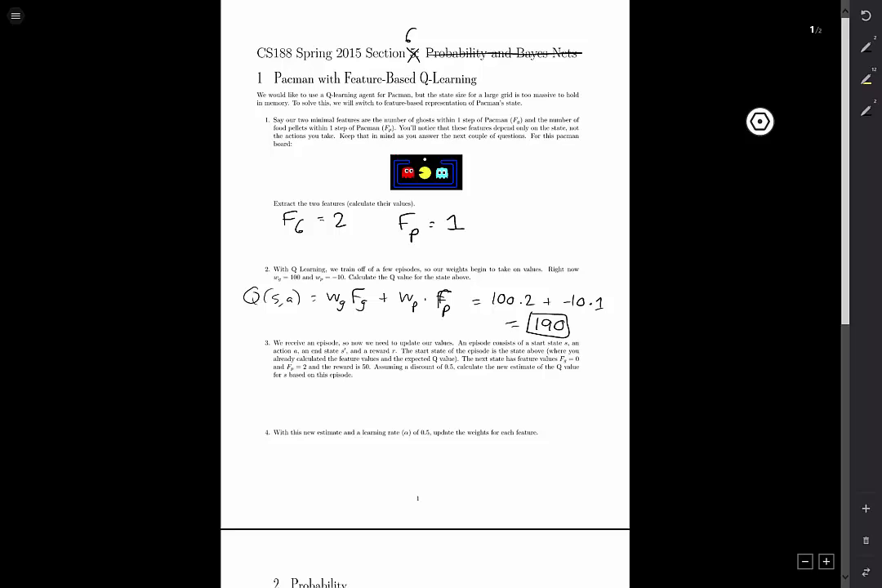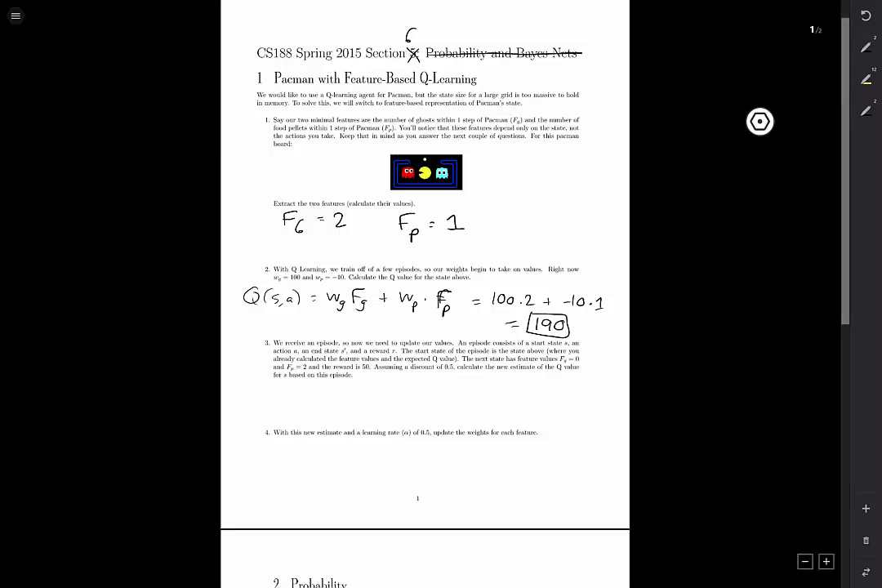Okay. Part 3. We receive an episode, so now we need to update our values. An episode consists of a start state S, an action A, an end state S prime, and a reward R. The start state of the episode is the state above, where you already calculated the feature values and the expected Q value. The next state has feature values FG equals 0 and FP equals 2, and the reward is 50. Assuming a discount of 0.5, calculate the new estimate of the Q value for S based on this episode.